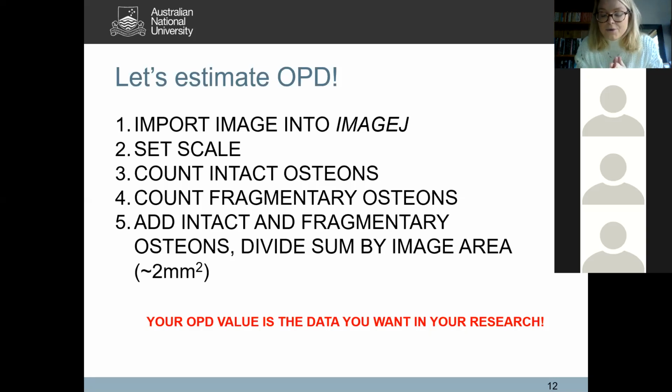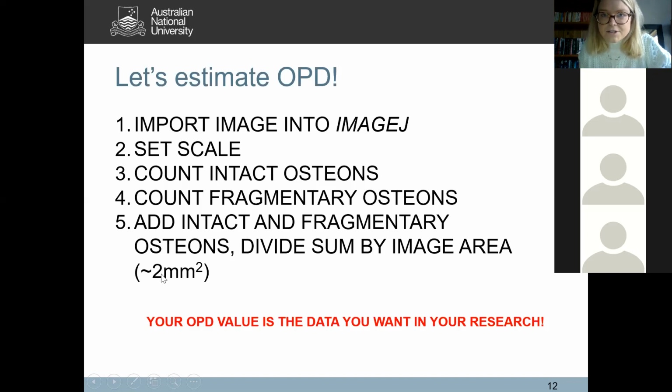So I did ask for you to already have ImageJ opened on your screen and to download the two images. What we're going to do is arrive at an OPD estimate, the actual data point that will be important to us, imagining that we're doing some interesting research question right now. So really what we've got to do is import the image into ImageJ, set the scale, count intact osteons, count fragmentary osteons, and then add them together and divide by the image area, which I've approximated here as 2 millimeters squared, but we'll have a look.